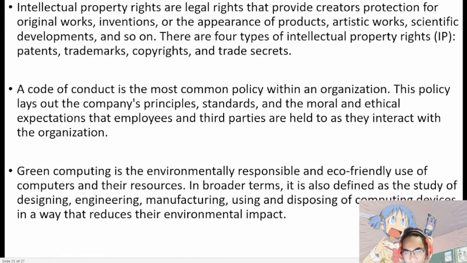A code of conduct is the most common policy within an organization. This policy lays out the company's principles, standards, and the moral and ethical expectations that employees and third parties are held to as they interact with the organization.